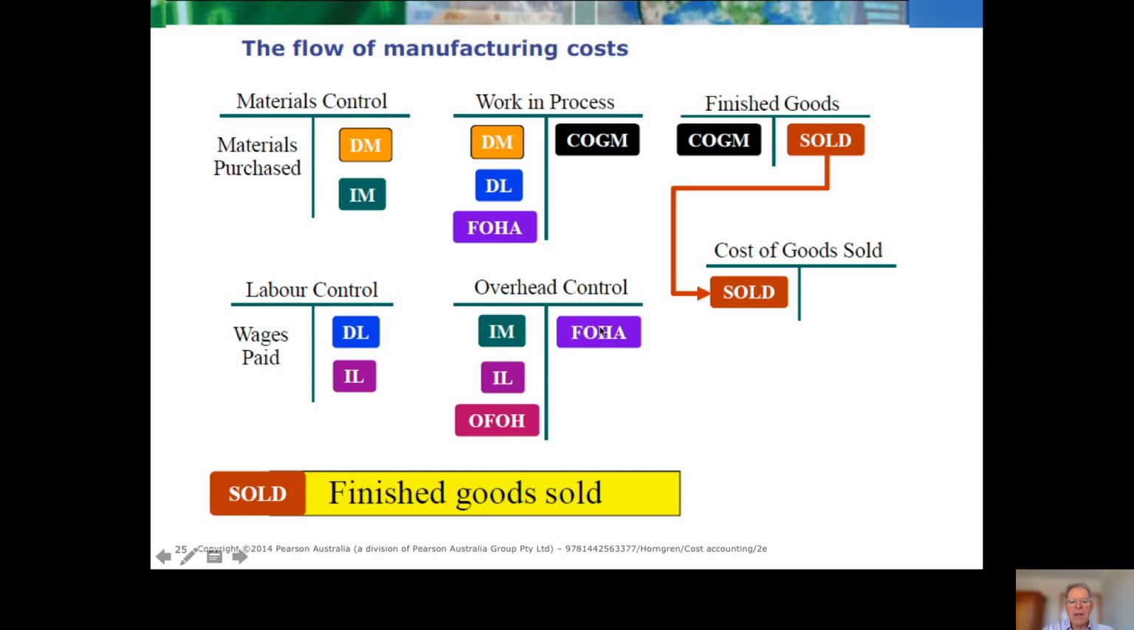The reverse would happen if we've charged too much. We've overstated the cost of goods sold, and the entry to fix it will be credit cost of goods sold and debit factory overhead control to clear out this balance to nil.